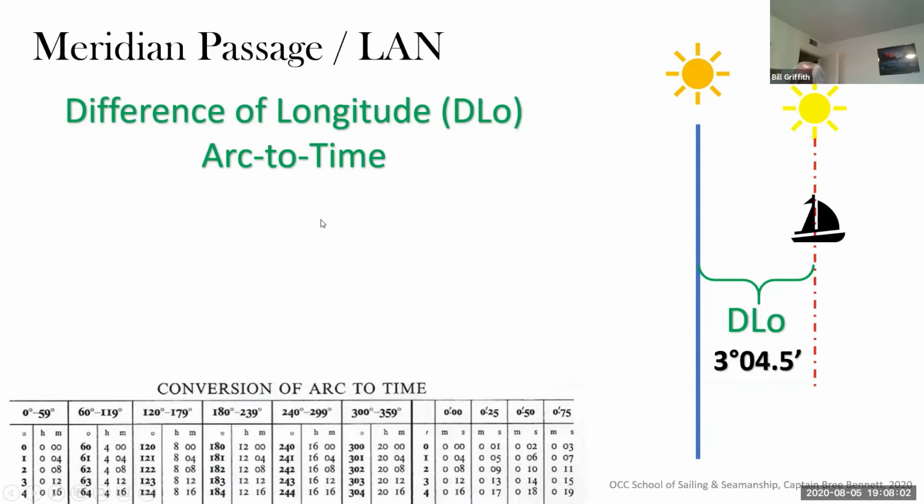Now we're going to do this again. DLO practice, but now we're to the east of our central meridian line. So let's find on our conversion of arc to time table, 3 degrees, 4.5 seconds. How many minutes and seconds difference did you guys get? I'm going to let you do it before I click over.